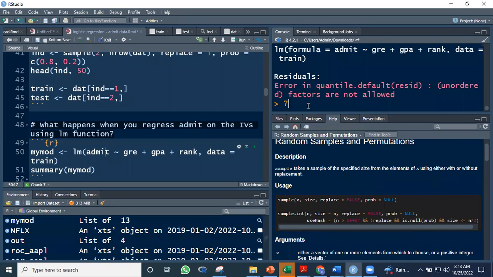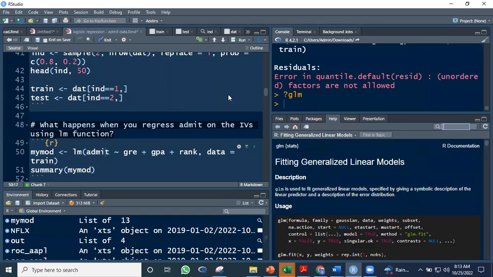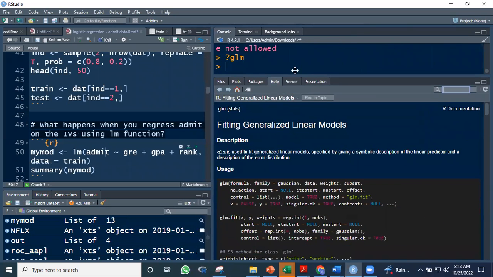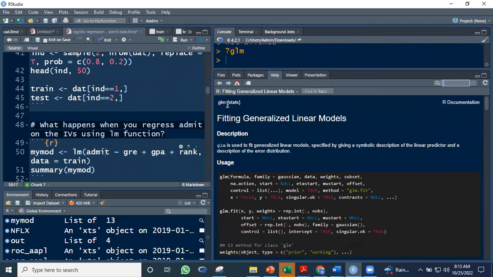Okay, generalized linear model. So this is what we use for binary logistic regression. Sa help function ni R, makikita natin, fitting generalized linear models. So you now see the difference between using ordinary least squares and when we're modeling binary logistic regression. So GLM is used to fit generalized linear models specified by giving a symbolic description of the linear predictor and a description of the error distribution.